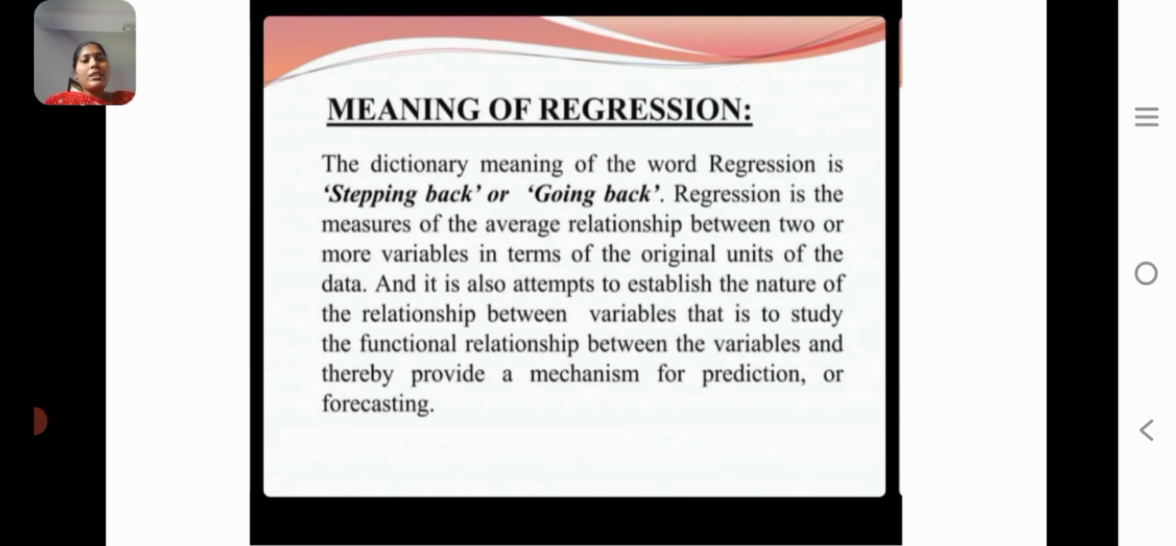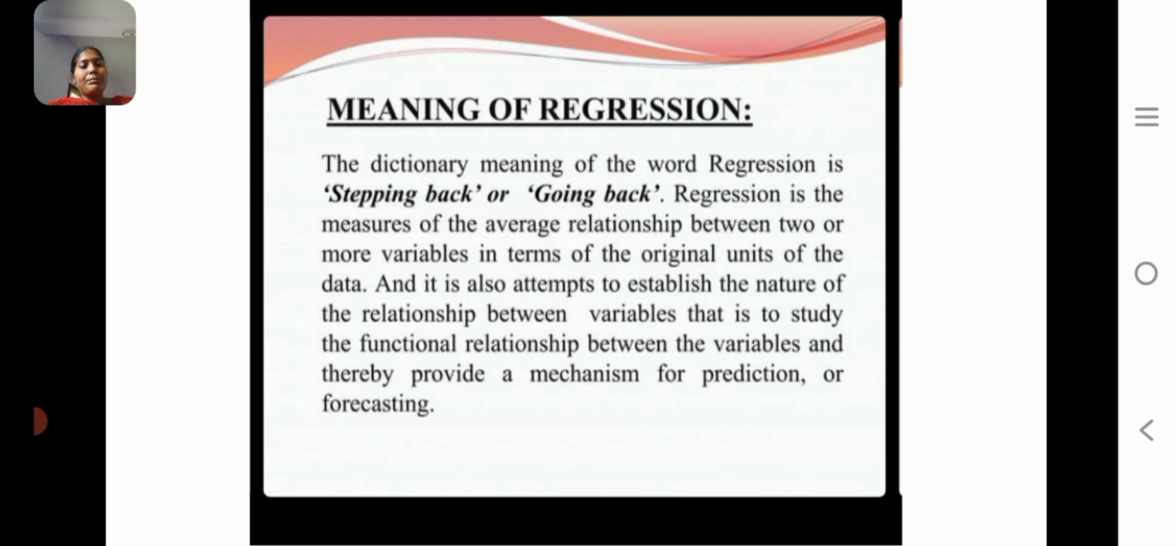Generally, regression is the measure of the average relation between two or more variables. It is also an attempt to establish the nature of the relationship between variables, that is, to study the functional relationship between the variables and thereby provide a mechanism of prediction or forecasting.